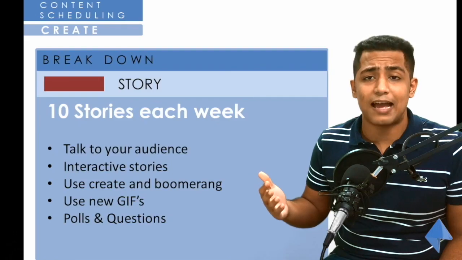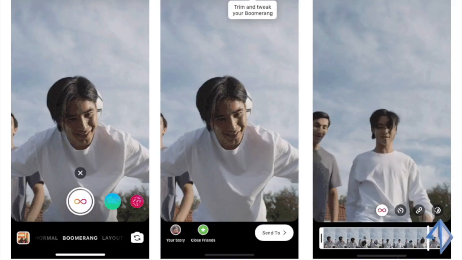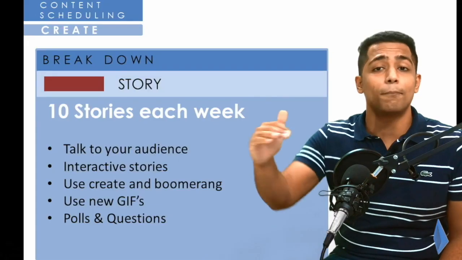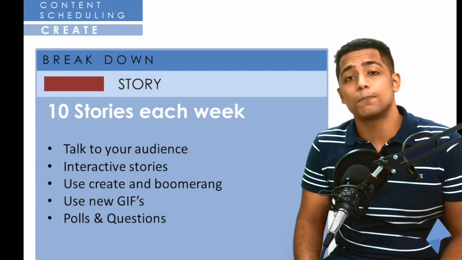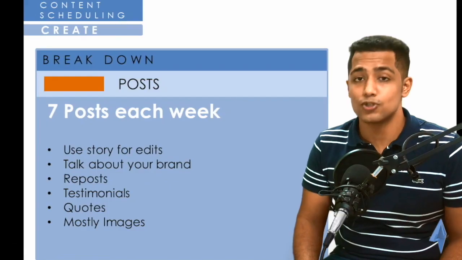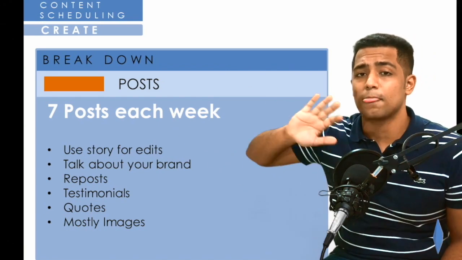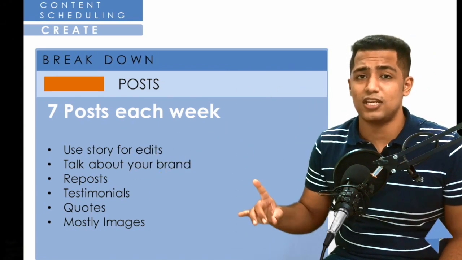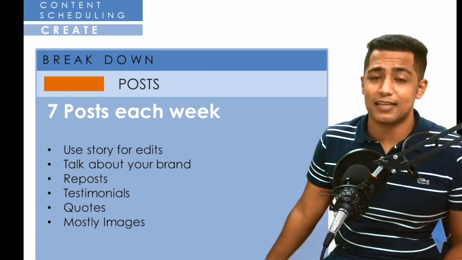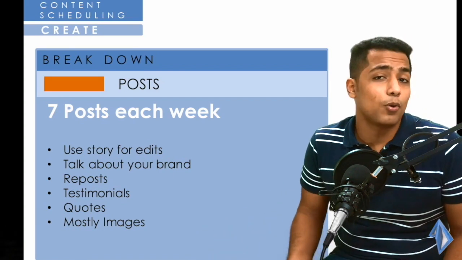Use Create and Boomerang. Use new GIFs which come out, because those put your stories higher up than the rest. And ask polls and questions. These are very interactive ways of using stories. Then we just need 7 pieces of content, right? Because we had 14, we removed 50% from our IGTVs, and now we have only 7 pieces of content every single week. Those could be used for story edits.